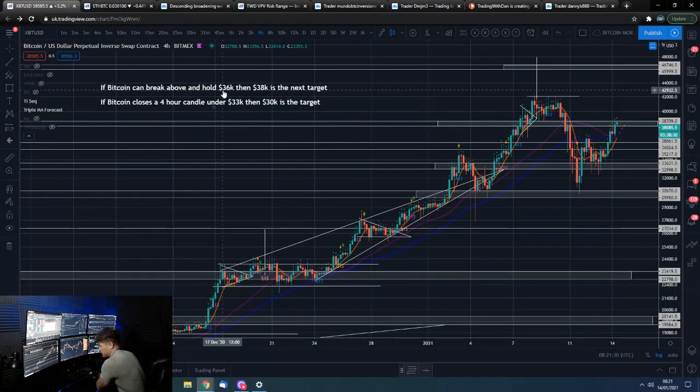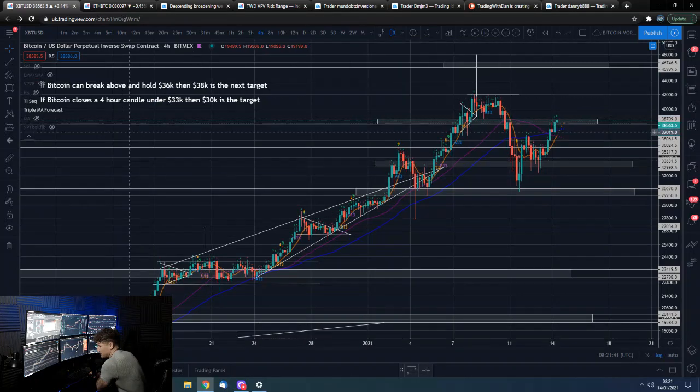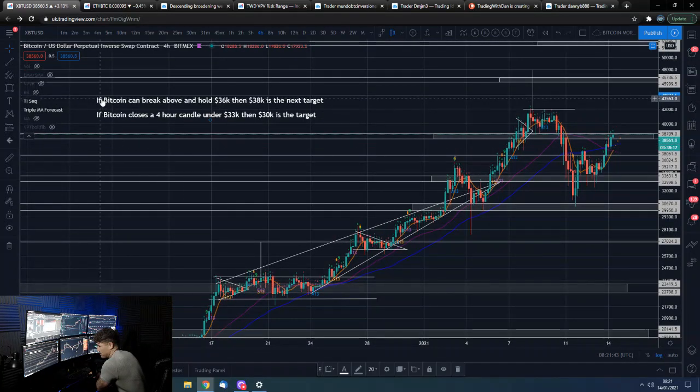Bitcoin breaks up and holds 36k, then 38k is the next target. So there was the 36k, we broke up and held it, and then there's your 38k target was hit. So it's nice to see everything working out all to plan.